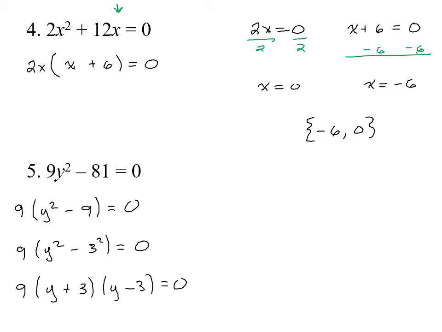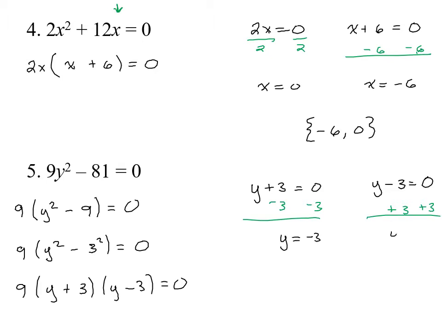Then I would set each piece equal to 0. The 9 does not get set equal to 0 because 9 does not equal 0. So I would only do the y plus 3 and the y minus 3. If you subtracted the 3 from both sides or added the 3 to both sides, I will get that y is negative 3 or y is 3. If you didn't pull the greatest common factor out and did it as 3 squared y squared minus 9 squared, you would get the same thing when you got done. So hopefully that makes sense.